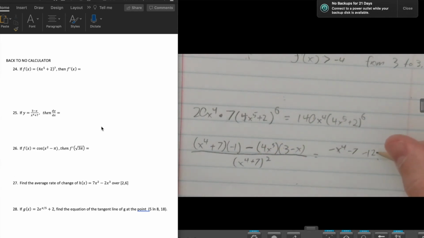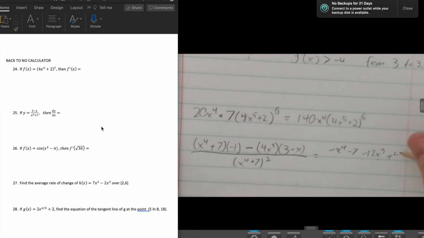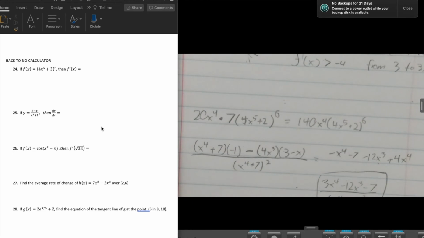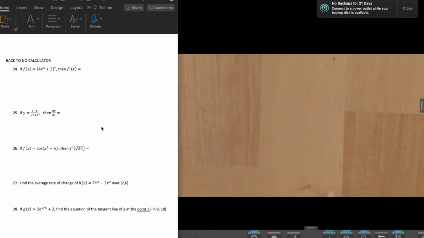Now we're going to have negative 12x cubed. Now we're going to have a negative times a negative. So we're going to have positive 4x to the fourth. And if we clean that up, it looks like we could write this as positive 3x to the fourth minus 12x cubed minus 7 over x to the fourth plus 7 all squared. Now again, maybe they might actually FOIL this out and get x to the 8th plus 14x to the fourth plus 49, but they could just leave it like that. All right, onward.